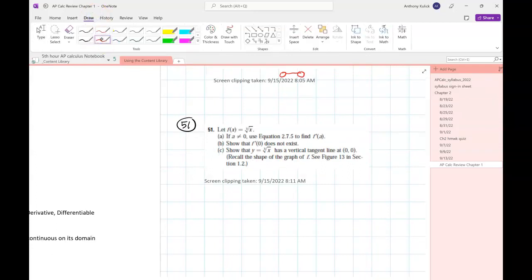Okay, so it says if a does not equal 0, use equation 2.7.5 to find f prime of a. And just go back and double check what that was. Oh, they want you to use that one? I wouldn't want to use that one, but okay, whatever, I'll follow the directions.